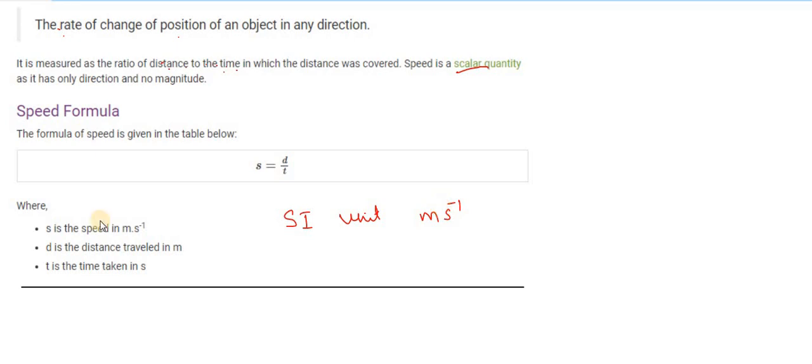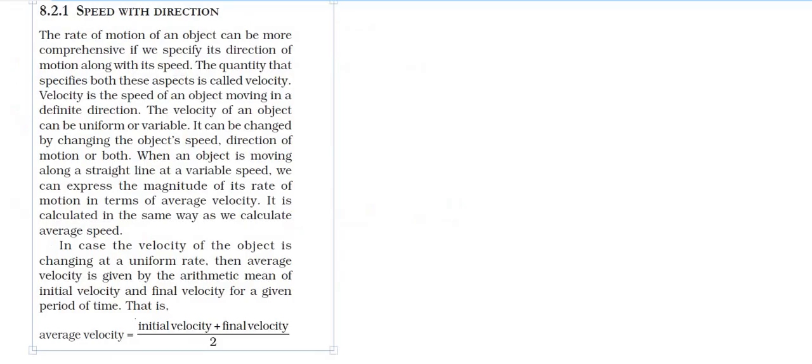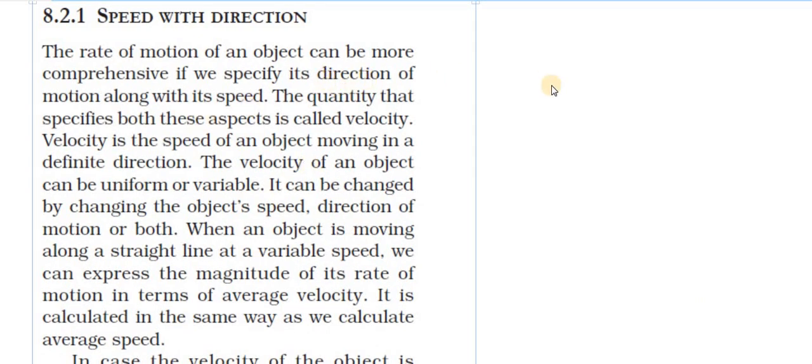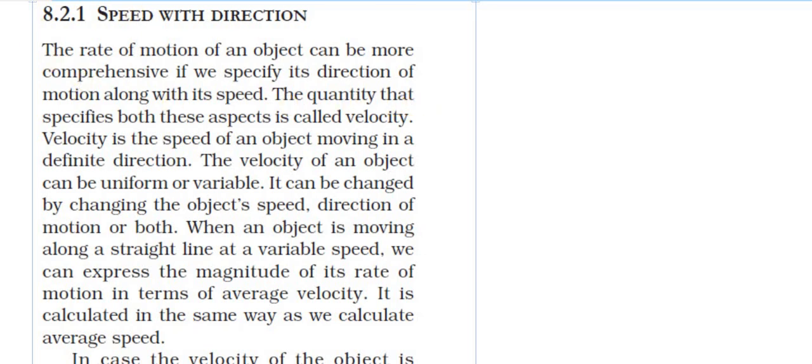Next, speed with direction. So what is speed with direction? The rate of motion of an object can be described more comprehensively if we specify its direction of motion along with its speed. The quantity that specifies both these aspects is called velocity. So what is this speed with direction called? It is nothing but velocity.